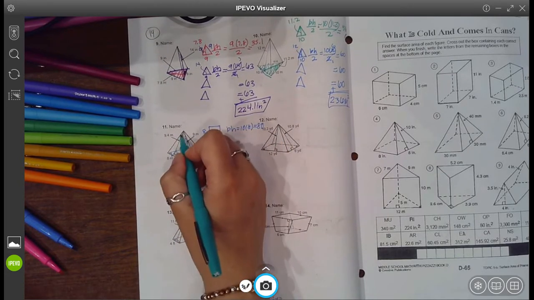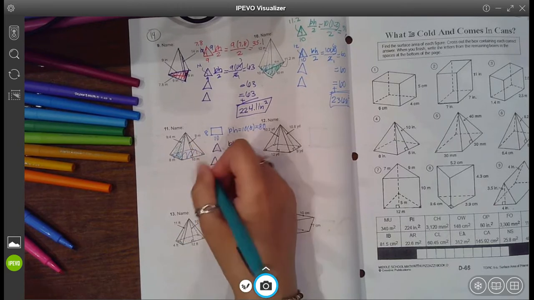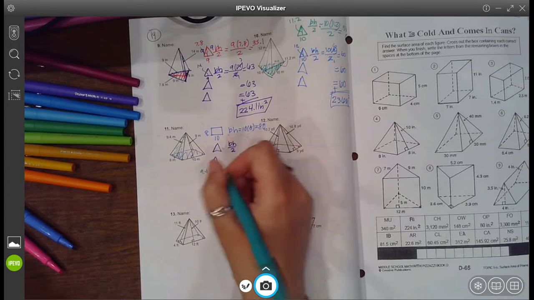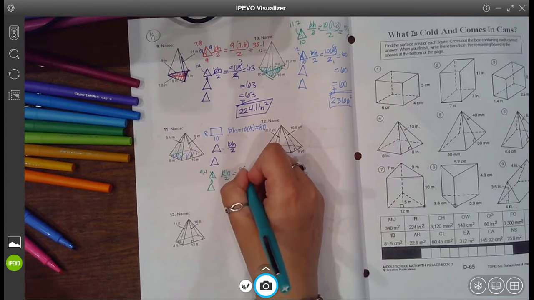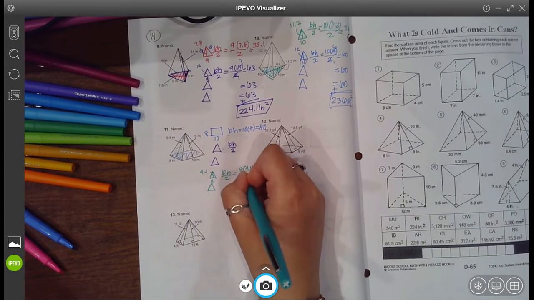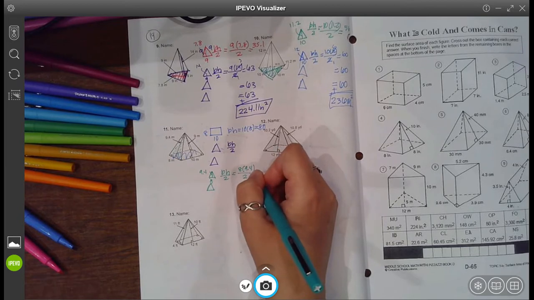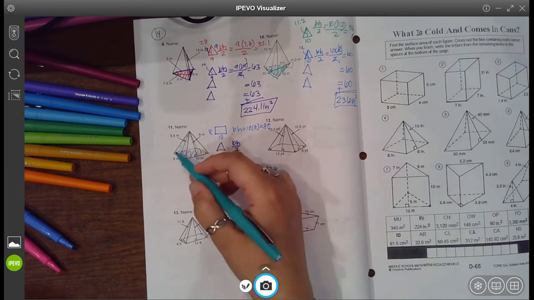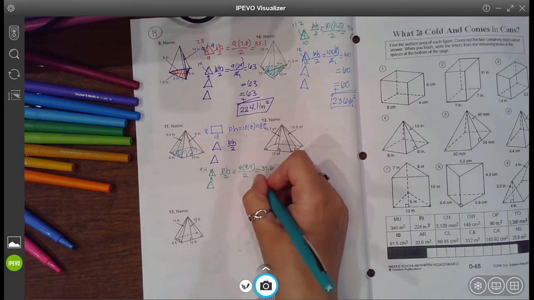All right, so let's focus on the sides. You have a base of 8 and a height of 9.4. So base of 8 times 9.4 divided by 2. Okay, what do you get? You get 37.6, and that's going to be the left is the same as the right.